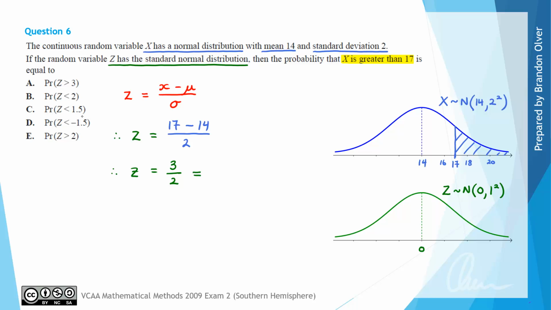So that will give z equal to 3 over 2, or 1.5. In the answers we can see that it refers to 1.5 and negative 1.5. If we go 1.5 above or below and then look for either one of those tails, we'd get the probability being equal. The only option given is z less than negative 1.5, so that's the one I've drawn down here. The probability that z is less than negative 1.5 is that tail there, which has the same area as x greater than 17. So option D is the correct answer for this question.